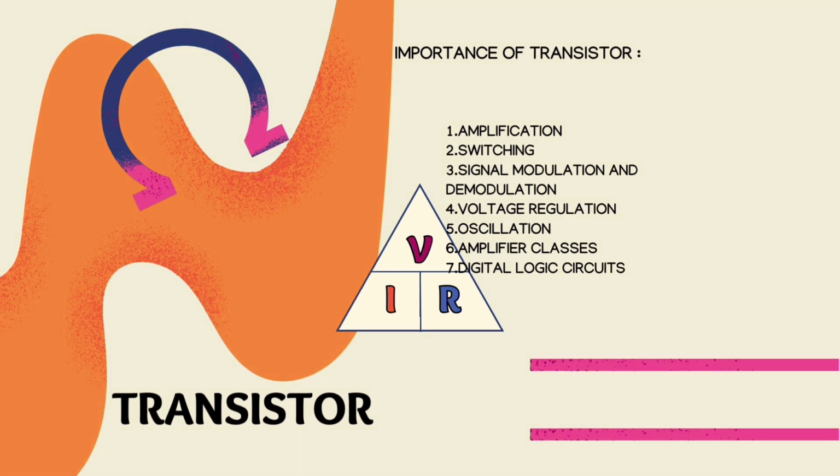Transistors amplify electrical signals, enabling weak signals to be strengthened for various applications. Next one is switching. Transistors function as electronic switches, allowing or blocking the flow of current. Next one is signal modulation. Transistors are used for modulating signals, altering them for transmission or processing. Voltage regulation in transistor. Transistors can be used for voltage regulation in electronic circuits. One common type of voltage regulation circuit involving transistors is the series voltage regulation.